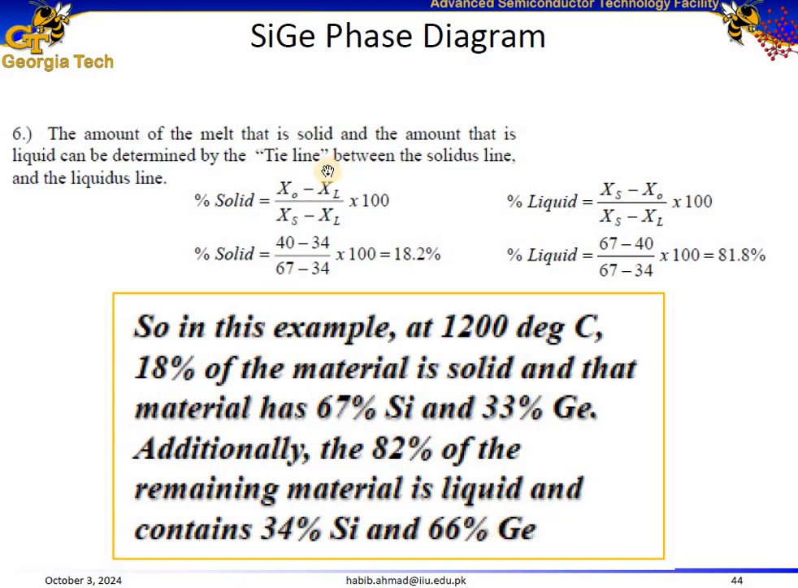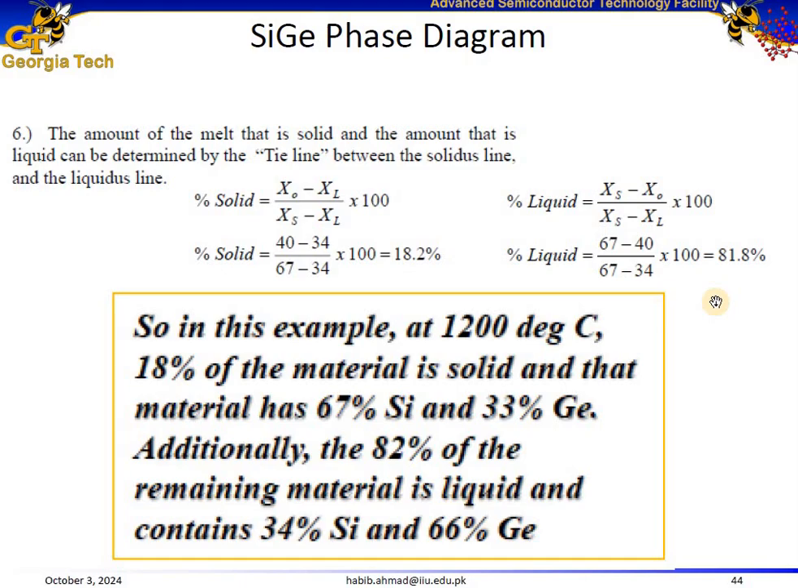In order to address that question, we are going to use formulas. Percent solid is equal to X naught minus XL divided by XS minus XL, times 100. Plugging in the values, 18.2% of the material is solid. Similarly, for the liquid, we can use the corresponding formula, resulting in 81.8%, or simply subtract 18.2 from 100. It means that 81.8% of the material is liquid.